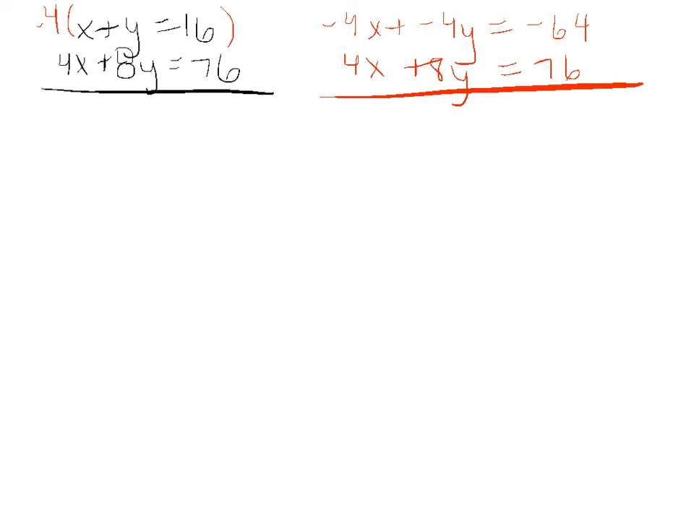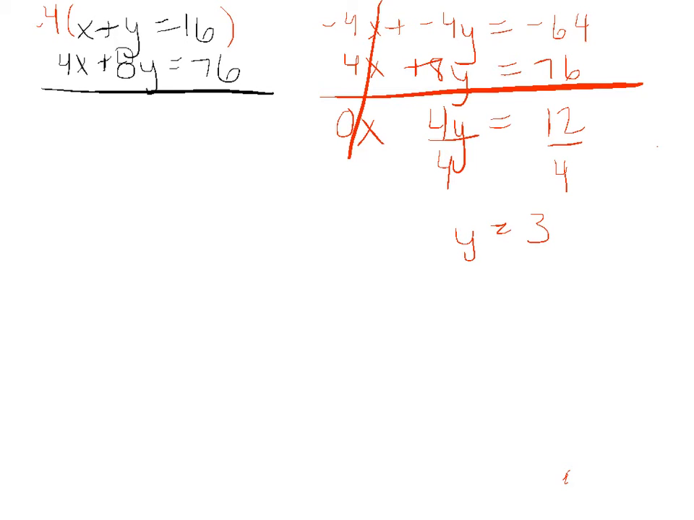Now if I add them together, -4x and +4x makes 0x. Something got eliminated. That was the goal. Continuing, -4y plus 8y would be 4y's. 4y equals 76 minus 64. I'm going to say that's 12. Solve for y, divide by 4, y equals 3.